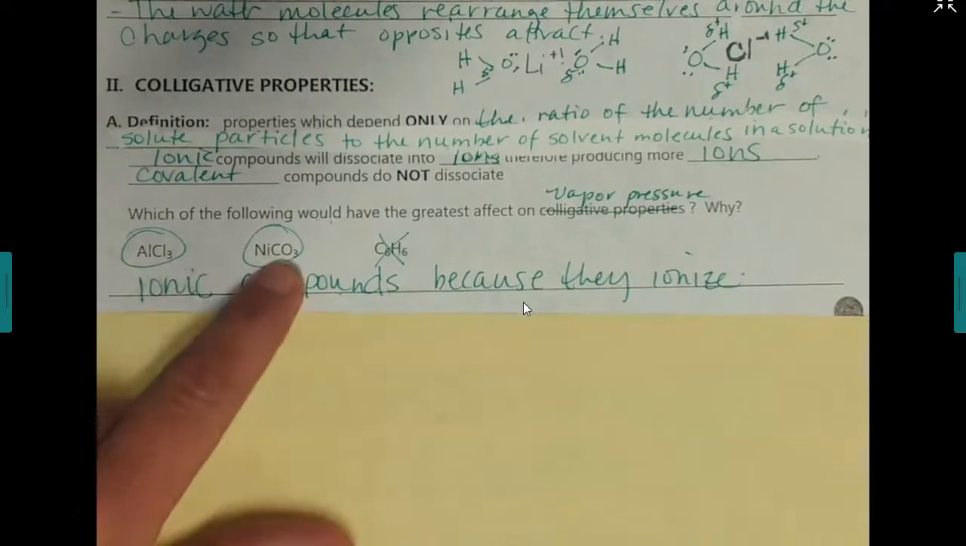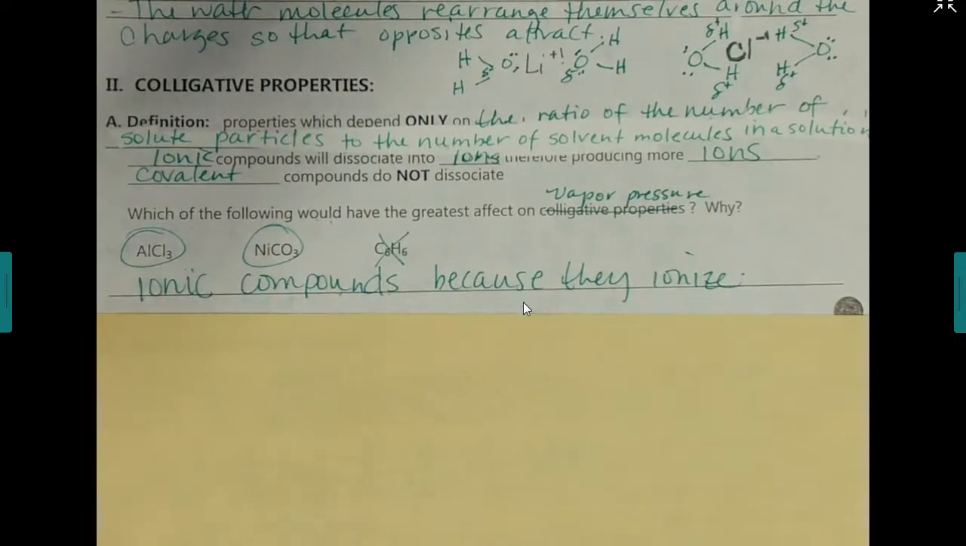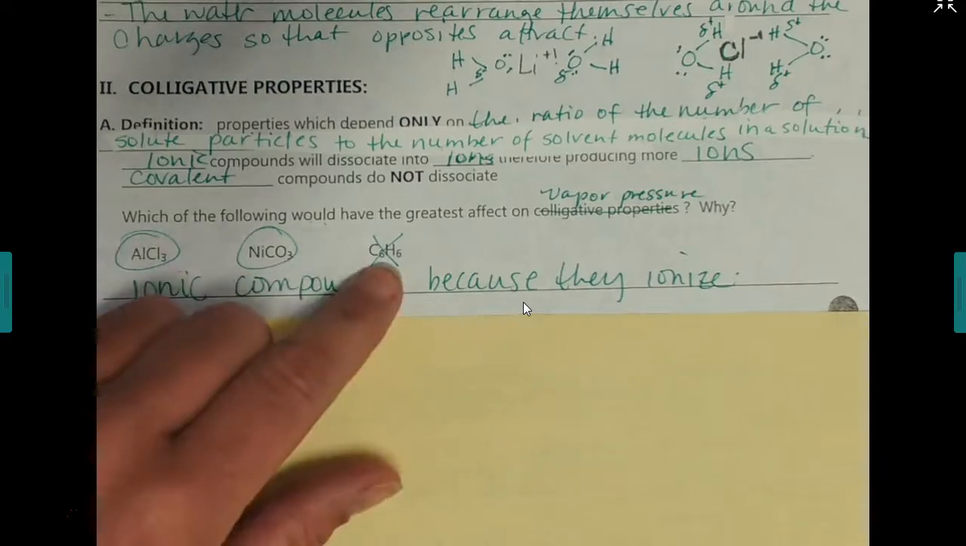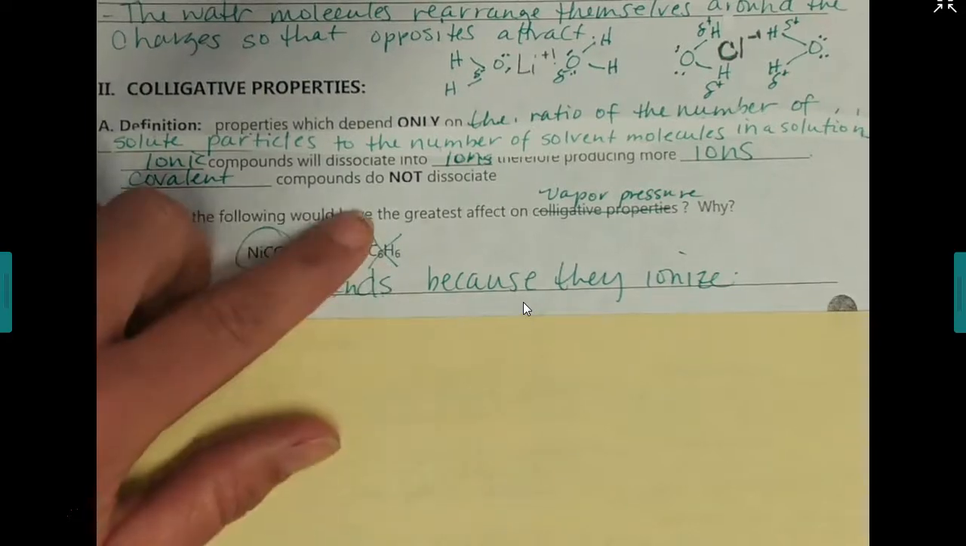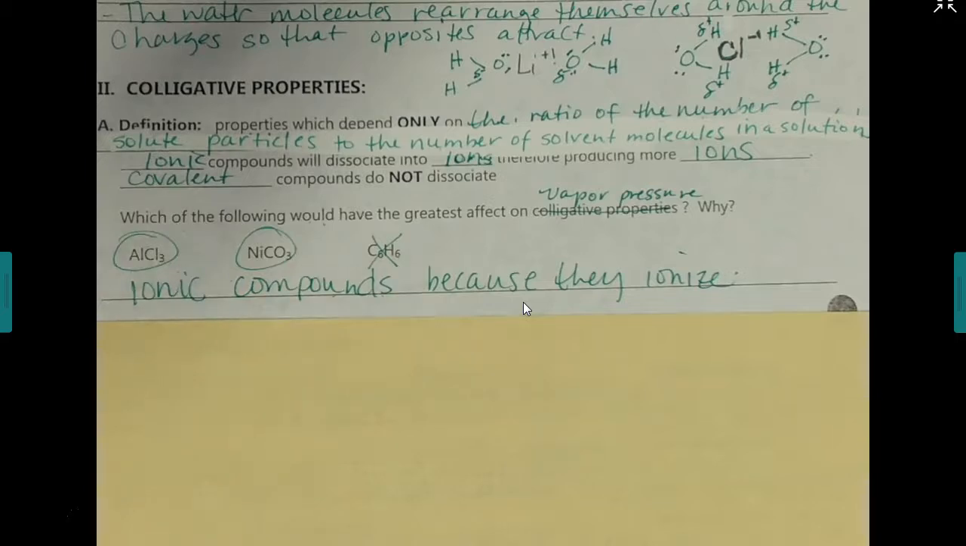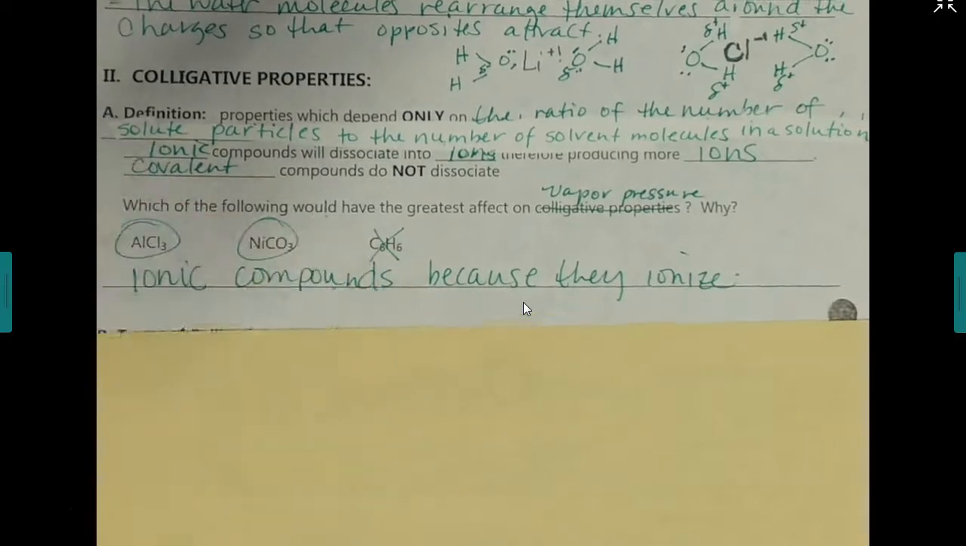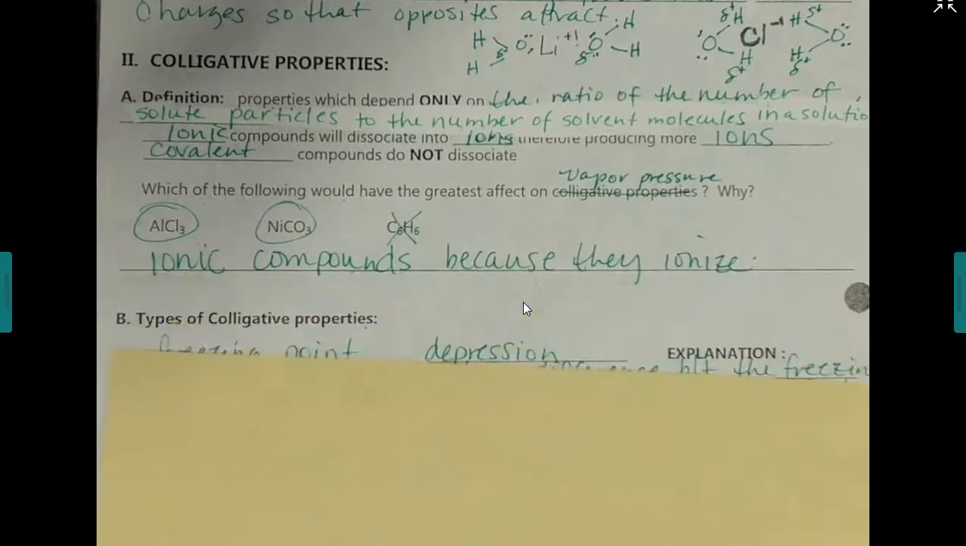Aluminum chloride would, and nickel(II) carbonate would, because these are ionic compounds that dissociate and ionize. This one would not, because benzene, actually that's not benzene, that would be benzine, would not, because it is a covalent compound.